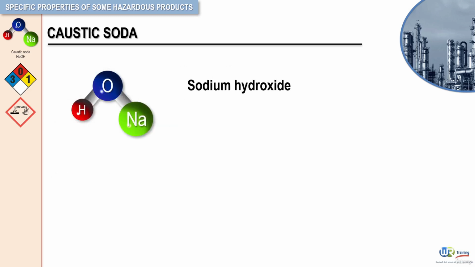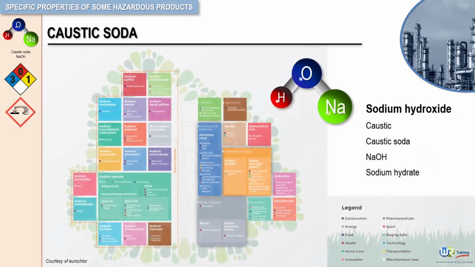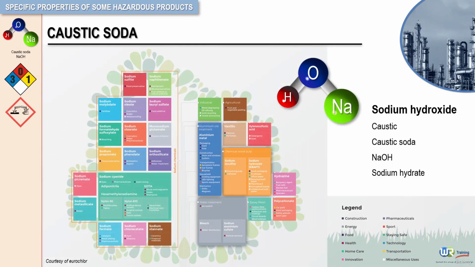Sodium hydroxide, also known as caustic, caustic soda, NaOH, and sodium hydrate, is one of the largest volume chemicals produced and consumed. Caustic plays an important role in the manufacturing of thousands of products we depend on every day, such as soaps and detergents, rayon and other textile products, as well as cellophane paper and cleansers. Common household products such as drain cleaners and oven cleaners usually contain sodium hydroxide.